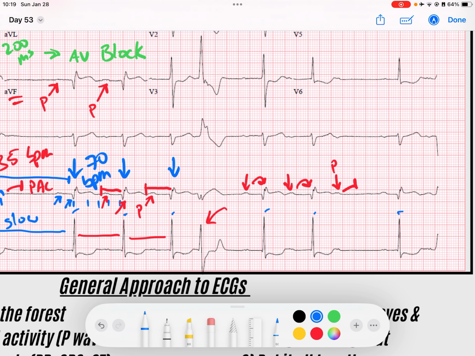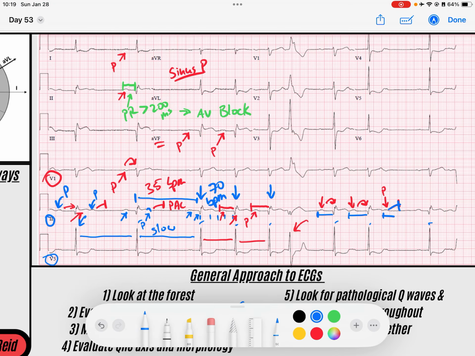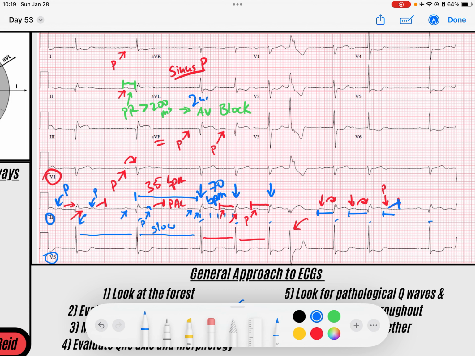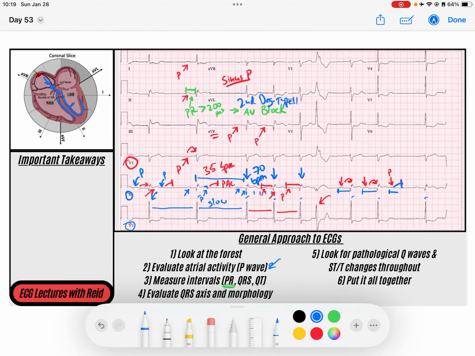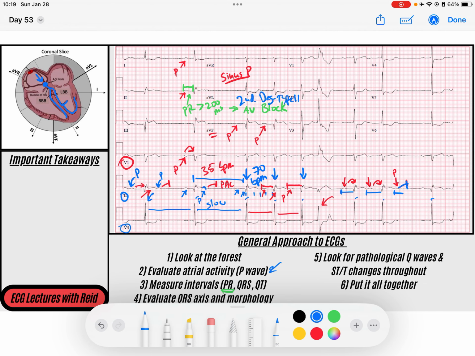And those P's are getting, the PR interval is getting longer and longer until it drops. And so that is a second degree type 2 AV block because the PR interval is getting longer and longer and longer. So we've got a second degree type 2 block. It's kind of hard to suss that one out a little bit.